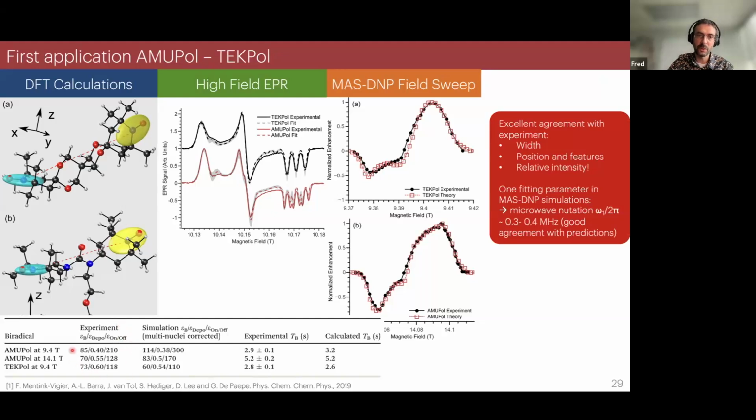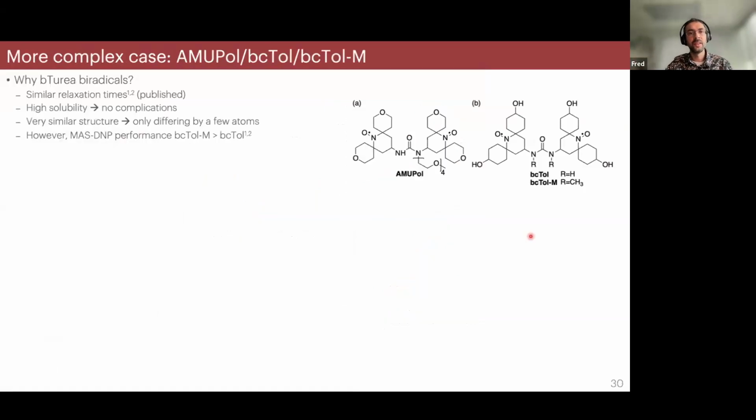Those are the experiments. Those are the simulations. And also the build-up times could be somewhat reproduced. The agreement was pretty good. There were two fitting factors in that case, the microwave power, and also the relaxation times of the close protons. I mean, the ones that are close to the radical. So the method works. And I wanted to go one step further and see how quantitative I could be.